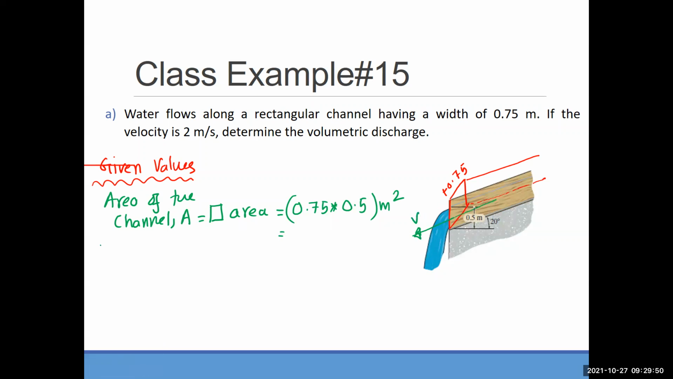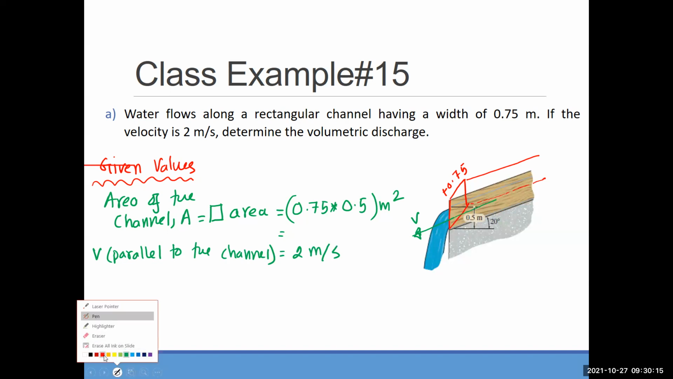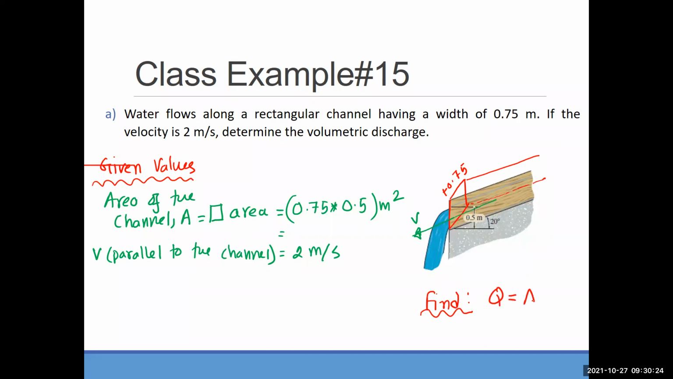So what I will write down here, the velocity parallel to the channel is 2 meters per second. And I don't know anything else, so I can write down what we need to find. To find the volumetric discharge Q, which is A times V, right? That's what we need to find out. We'll do that.